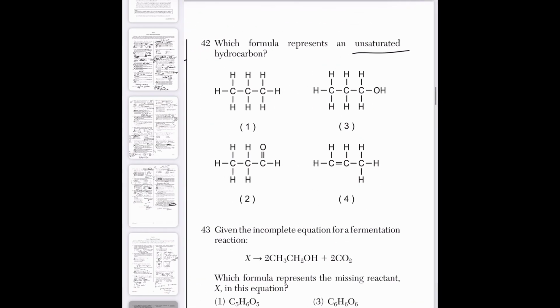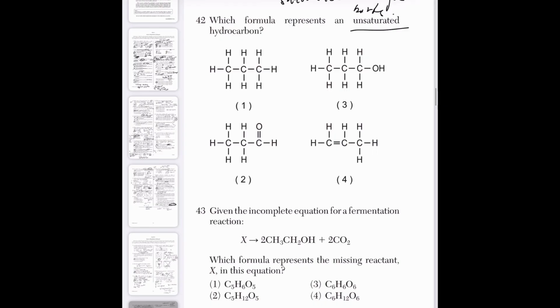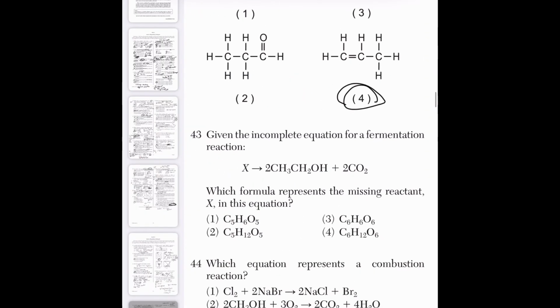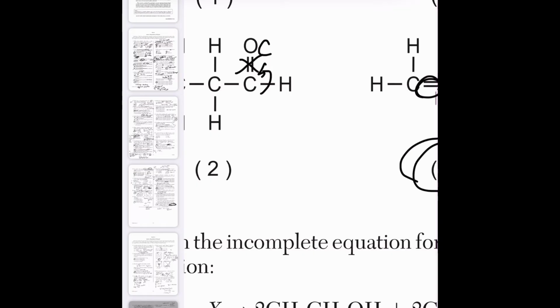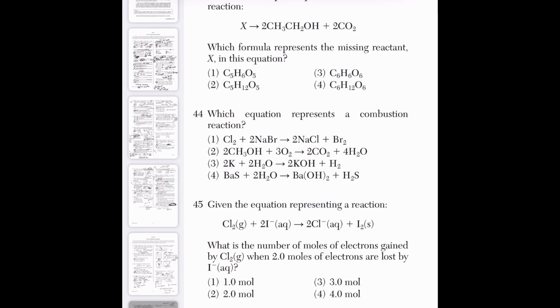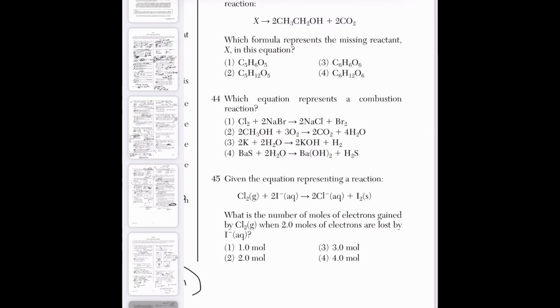Unsaturated hydrocarbon. Saturated? Basically, single bonds. It's like the hydrocarbon is holding the maximum number of hydrogens it can possibly hold on to. So it's not this one, not this one. And it will be this one, because you see the double bond here? This doesn't matter because it's not bonded to a C, it's bonded to an O. If that's confusing, just, sorry. Complete equation, fermentation.